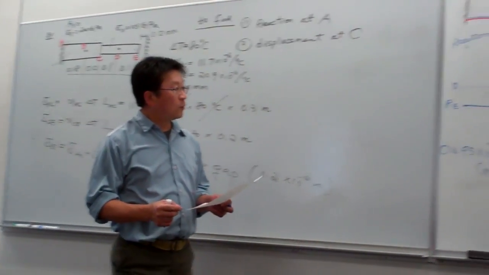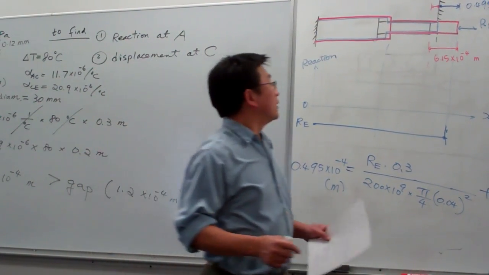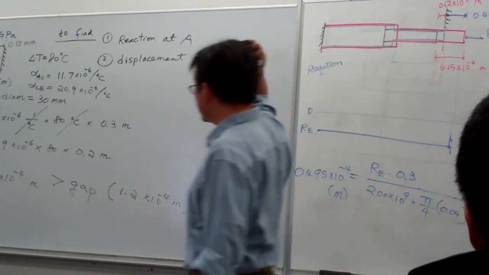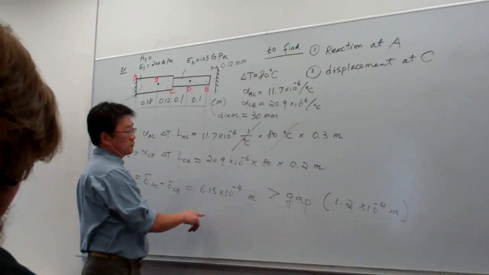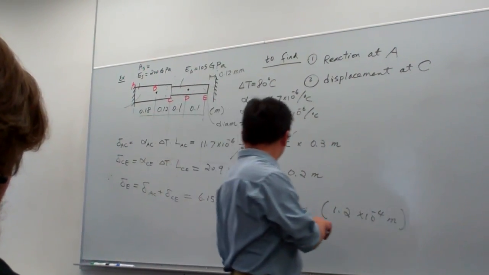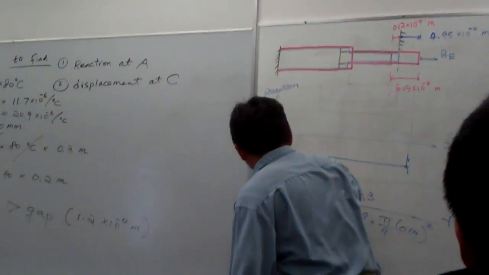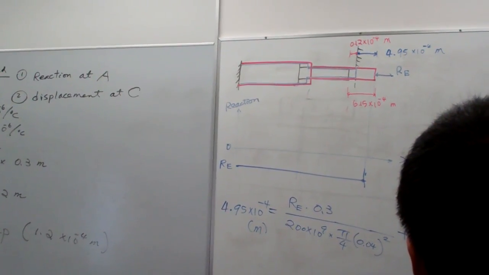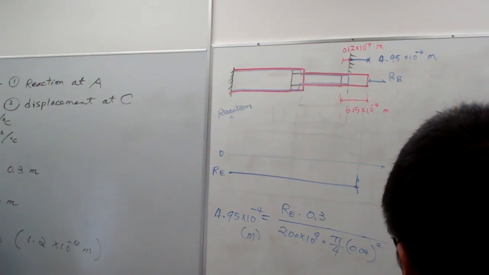Wait, what is that? 0.495, yes. Shouldn't it be 4.95? Isn't it 6.15 minus 7.2? Oh, let me double check. Oh, so that should be 4.95, right? Yeah. Thank you. Why did it go from 1.2 where you're at the gap? Oh, the 0.12 is the gap. Okay. Yeah.